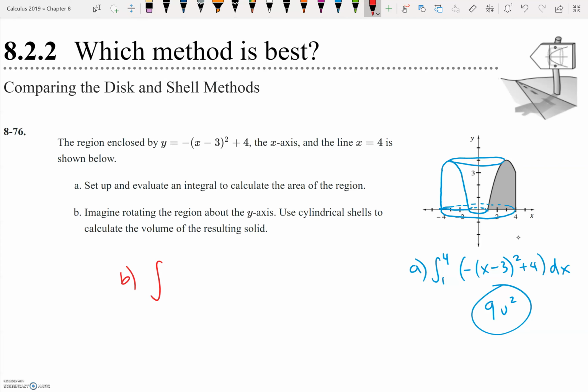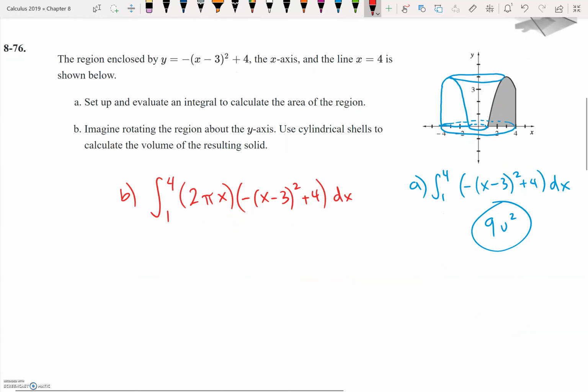So our integral is going to be our shaded region, which is going to be from 1 to 4, times our circumference, which is going to be 2 pi x. It'd be 2 pi r, but it's 2 pi x, multiplied by our parabola function, and dx. If we evaluate that, I already did this ahead of time, so go ahead and put this in your calculator, confirm you're going to get the same answer.